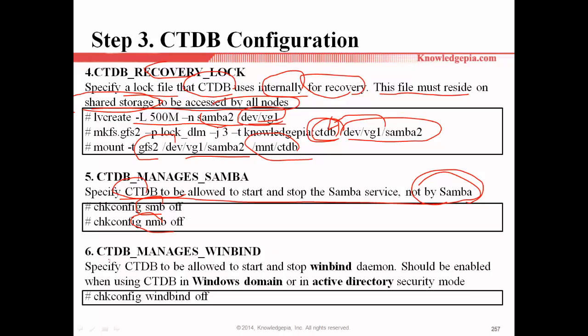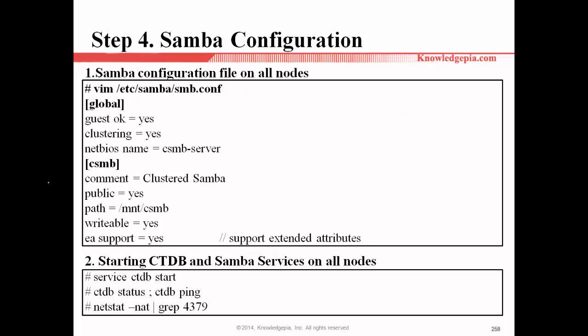Number 6, manage WinBind as well. If you use the Samba service, especially WinBind, especially with a Windows domain or Active Directory, then in this case we need to turn it off, because this service also will be started by CTDB.